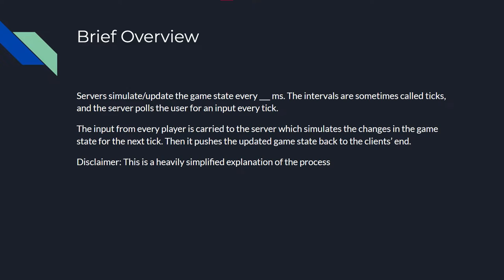But a brief overview that is heavily simplified is that the server simulates and updates the game state every blank milliseconds. Depends on the server, depends on the game. The intervals are sometimes called ticks, and the server polls the users for an input every tick. And the input from the player is carried to the server, which simulates the changes within the game state between the last tick and this most recent tick, and then pushes the updated game state back to the client's end to be displayed on their monitors or whatever.